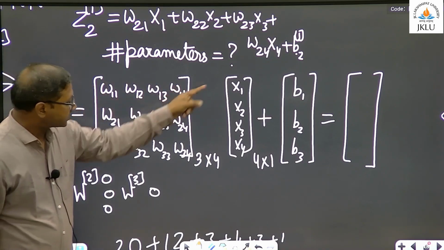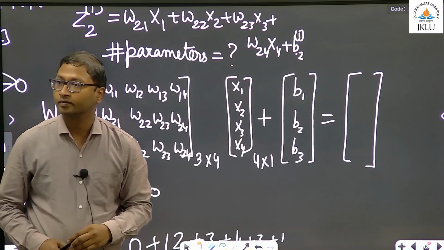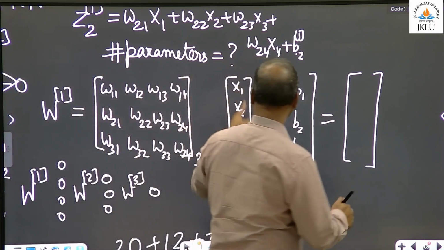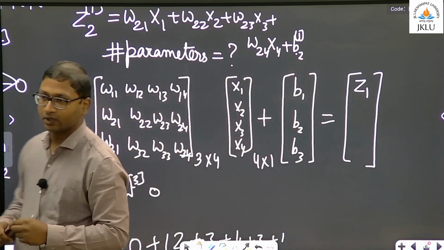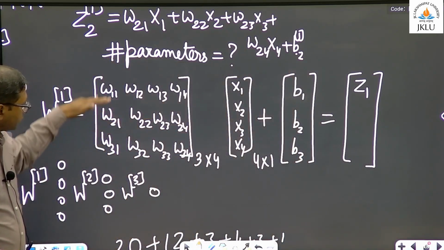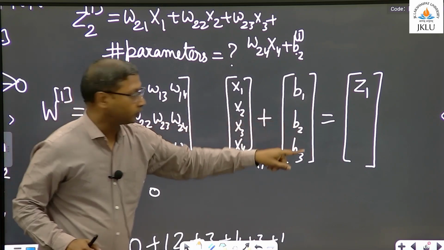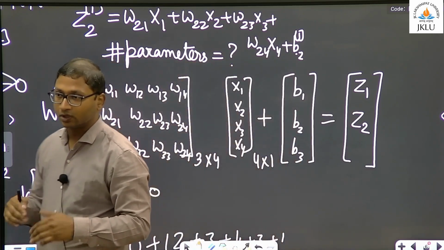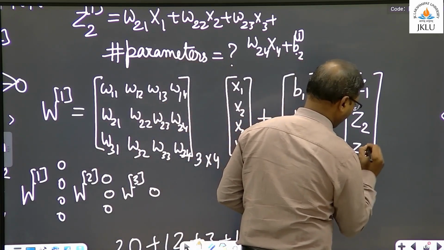So, this one gets multiplied with this one, I add B1, which calculation is this? This is for which element, this calculation? Z1. So, this one is precisely Z1. What about this one? So, for next element, this row gets multiplied with this column plus B2, that gives you Z2. This is what I had asked you to compute. And then finally, you have Z3.